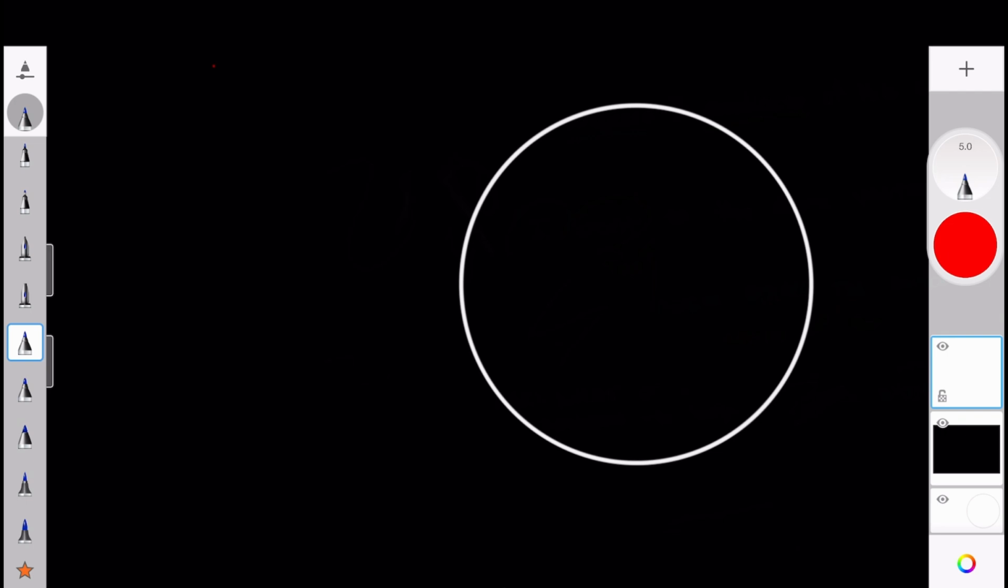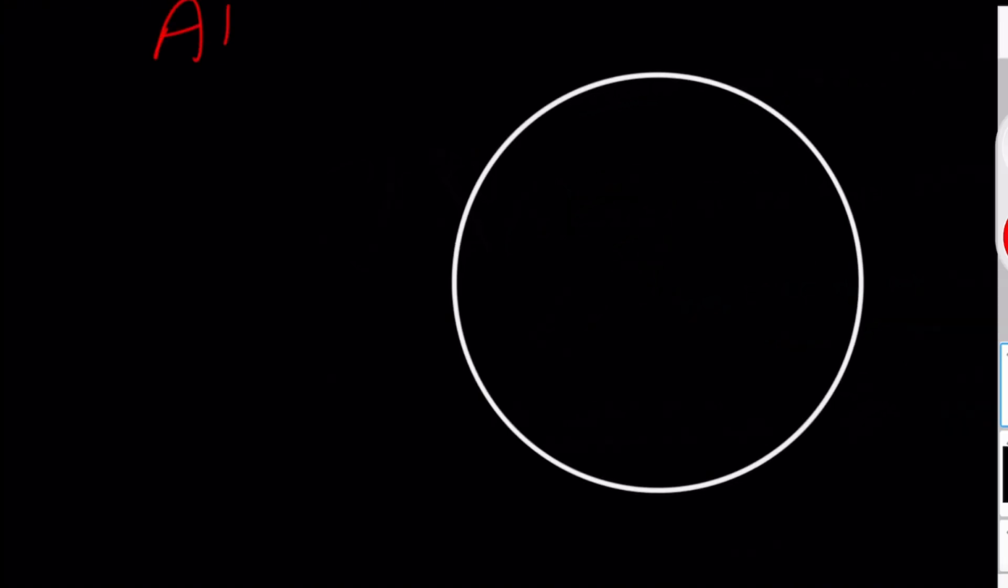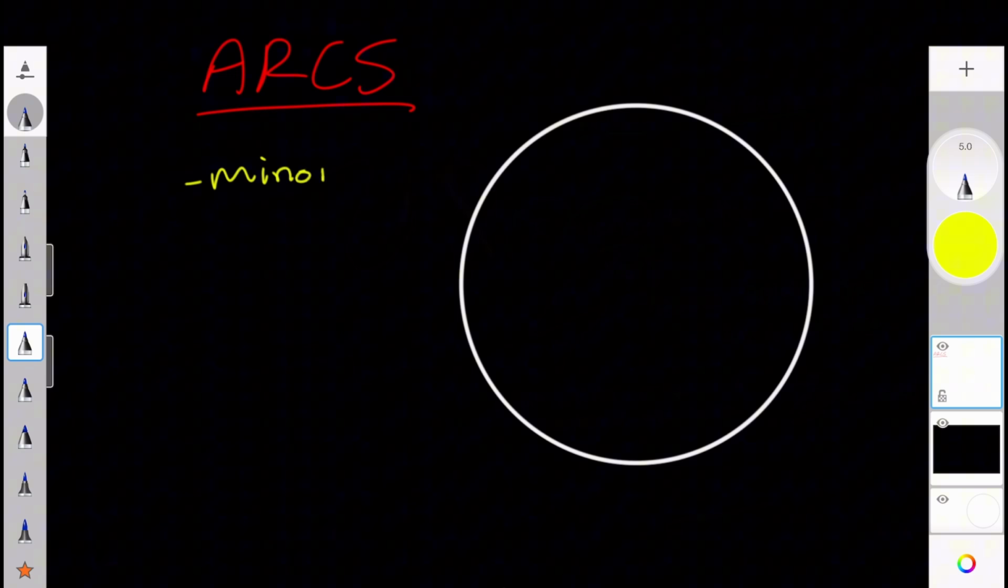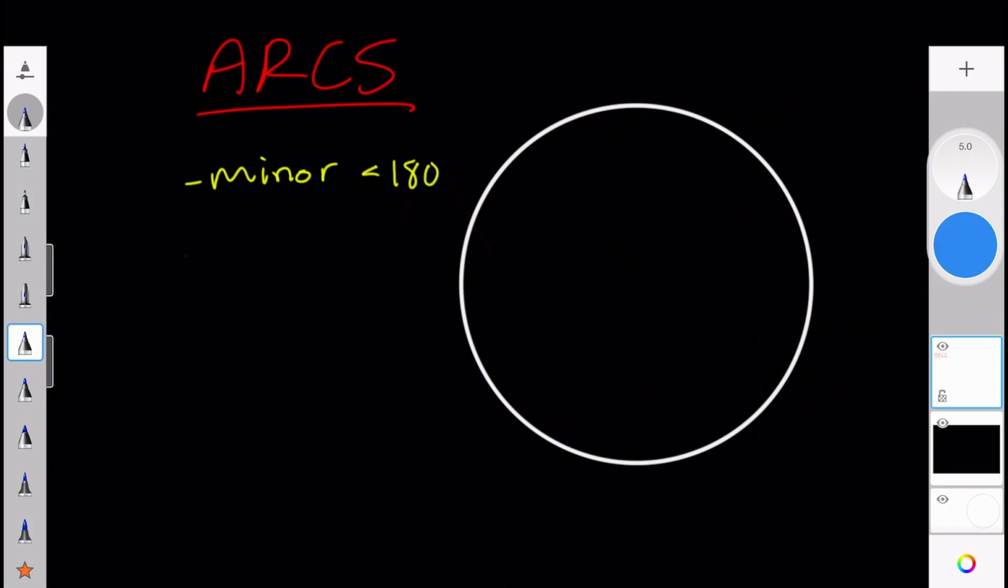Today we'll be talking about the different arcs in a circle. There are three kinds of arcs in a circle. The first one is a minor arc. This one is the smallest arc, and it is less than 180. The next arc is a semi-arc, which is equal to 180. And the last arc is a major arc. As you might have guessed, it's greater than 180.